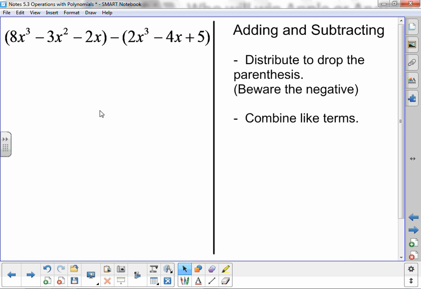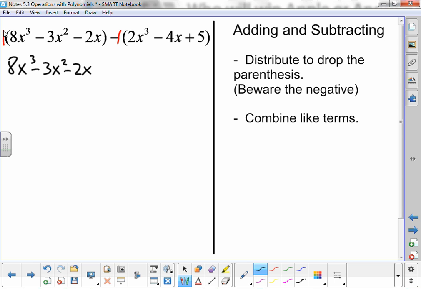Okay, so right now you can think of there being a 1 here and a negative 1 here. The nice thing about the first one is that when you distribute a positive 1, it just ends up being the same. 8x cubed minus 3x squared minus 2x. And then you take this negative 1 and multiply it to that whole group, so negative 2x cubed plus 4x minus a 5. Now you're going to be looking for like terms. Go ahead and start with the highest exponent, which in this case would be your x cubed, which is this one and this one. So we're going to combine like terms.